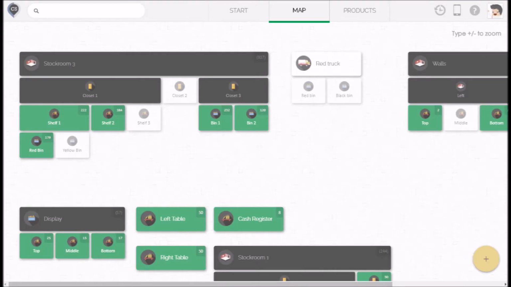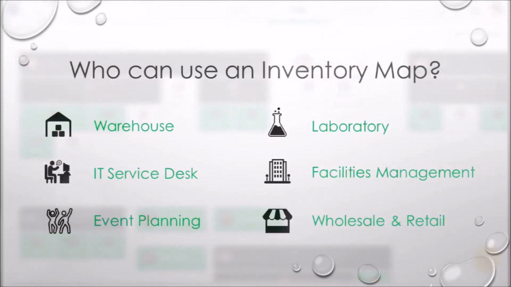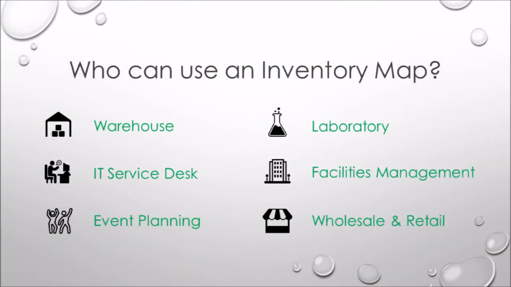When you start using CyberStockroom, you start by building a map. Now, the map is completely open-ended. You build it any way you like. It can be simple or it can be very complex. Some of our customers have created enormous maps of buildings and warehouses that go down to the individual bin level. It really doesn't matter whether you're a warehouse, a lab, an IT service desk. Whatever the business looks like, you create the map to match it.